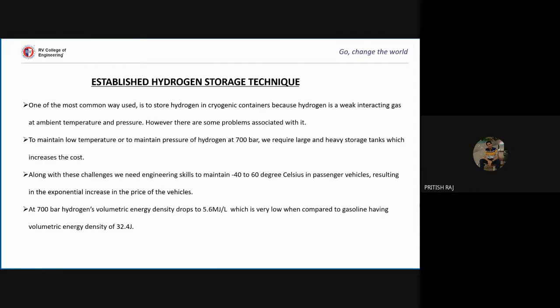So moving further, first we will understand some of the basic hydrogen storage techniques that are present right now. One of the most common ways is to store hydrogen in cryogenic containers, but it has some disadvantages, as storing hydrogen at a temperature of minus 40 to 60 degrees Celsius in passenger vehicles is quite tough, and it also exponentially increases the price of the vehicles. And moreover, at 700 bar, hydrogen's volumetric energy density is very low as compared to gasoline's energy density. Next slide, please.